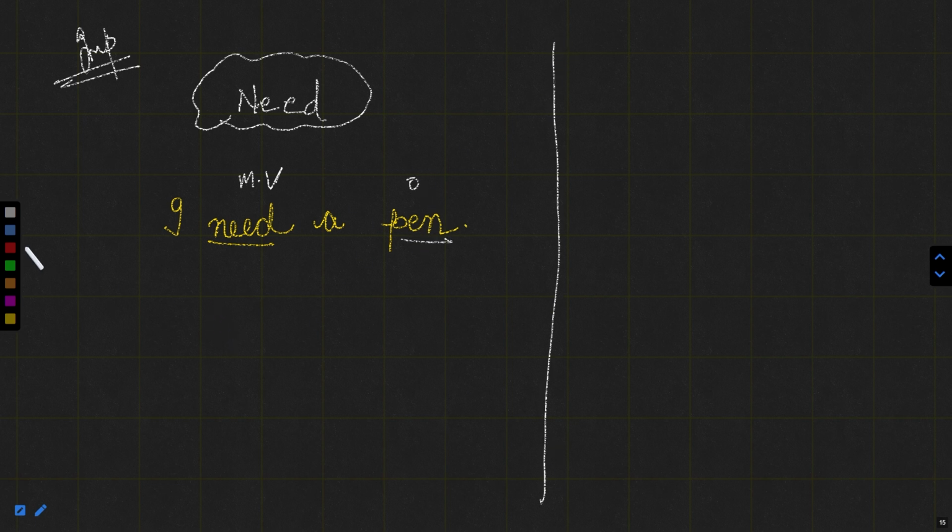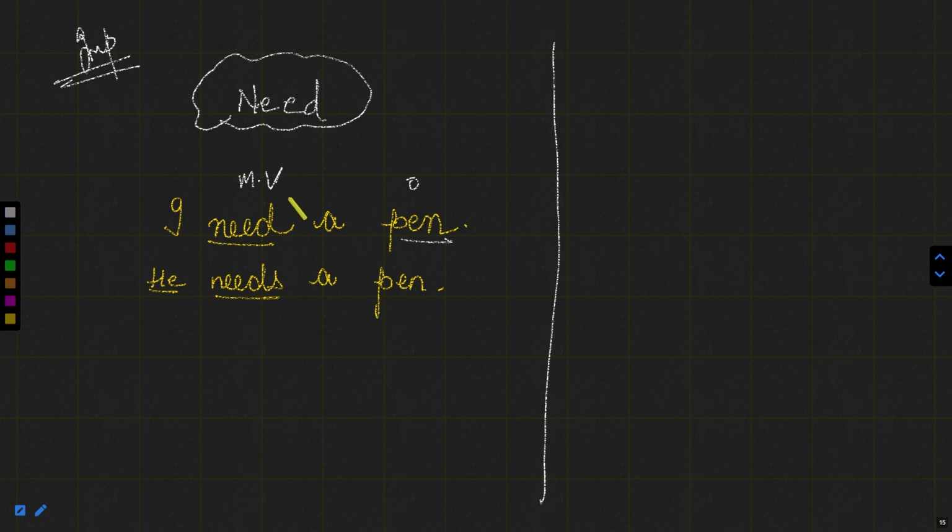Now one more thing is there. If I just convert this I into he, what will be the changes? He needs a pen. According to the subject-verb agreement rule, this will be needs after he because he is a singular subject, and I need to add s after the word need if I want to convert it into a singular verb. So, he needs a pen. Now, these two sentences are correct.